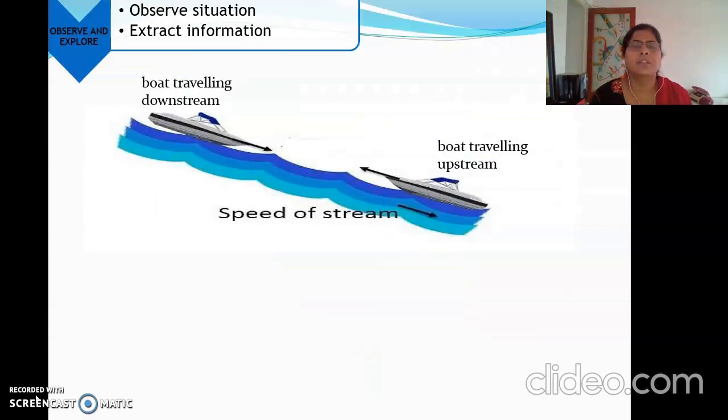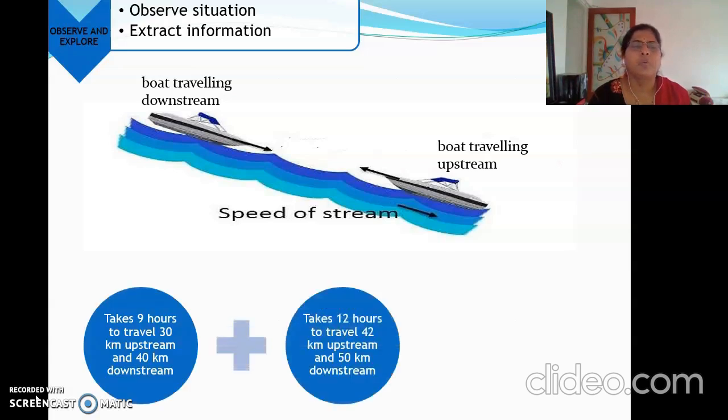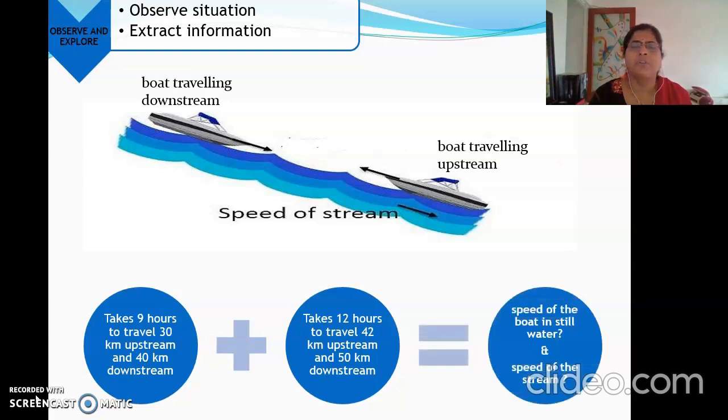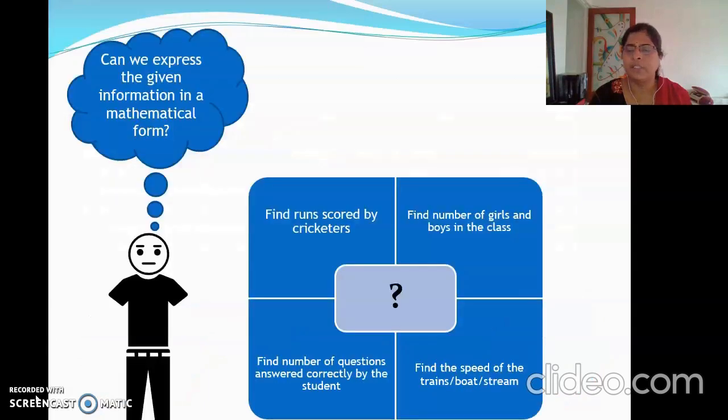Okay, in this picture we can see that the boat is traveling downstream, that is in the direction of the stream, and the boat is traveling upstream. If we know the time to travel a certain distance upstream and downstream, and the other information, can we find the speed of the boat in still water and the speed of the stream?